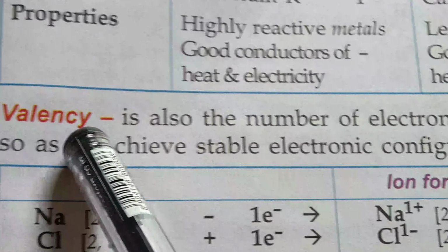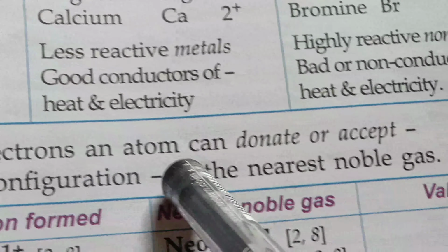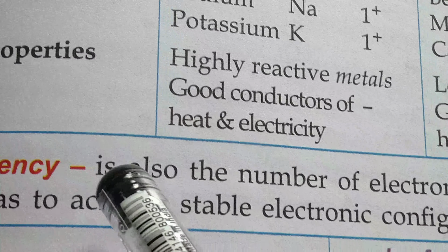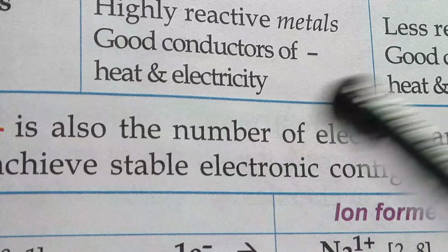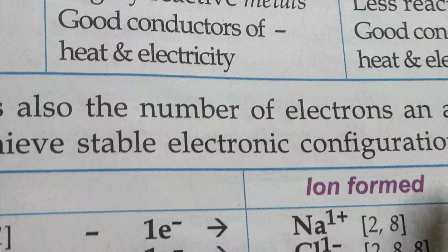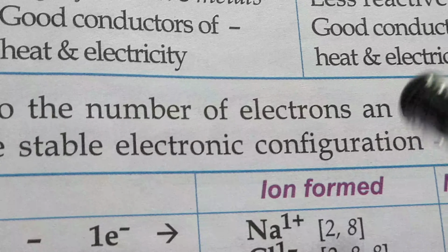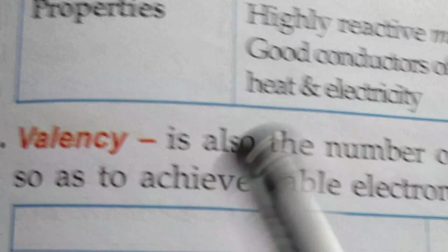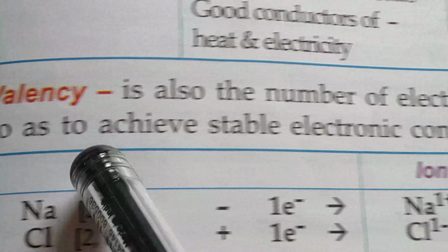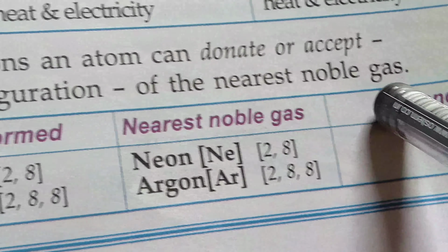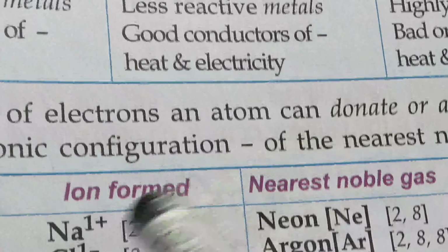Next, valency. What is valency? Valency is the number of electrons an atom can donate or accept. So basically, valency is the combining capacity through donating or accepting electrons. मतलब जितना नंबर इलेक्ट्रॉन डोनेट कर रहा है या लास्ट आउटर सेल में इलेक्ट्रॉन गेन कर रहा है, दिस नंबर डिनोट्स द वैलेंसी. So as to achieve the stable electronic configuration of the nearest noble gas. This is happening for the electronic configuration.